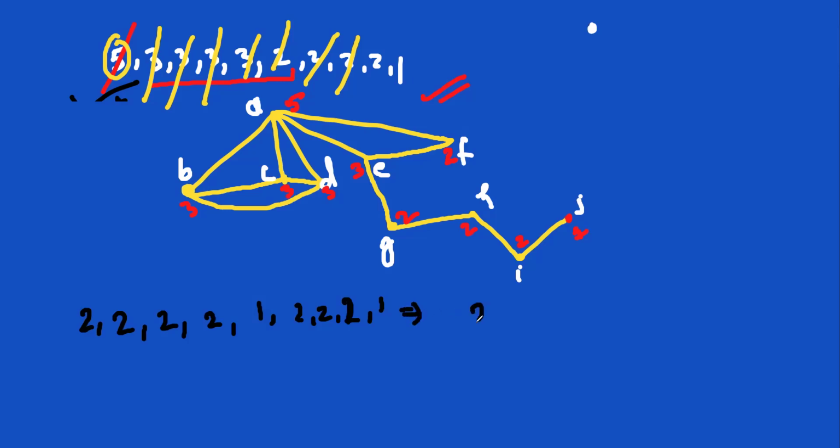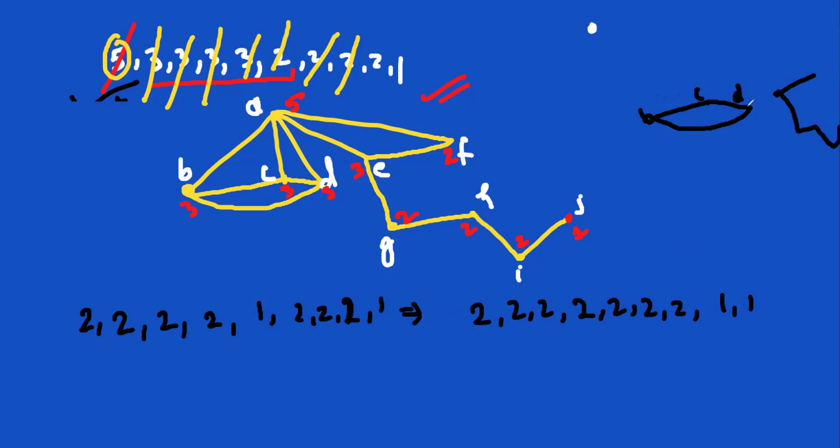First of all, arrange into descending order. So I think there are 7 twos and 2 ones. Why? Because when you deleted vertex A, you have remaining what? B, C, D. This graph will remain. When you delete this, only the remaining two vertices will be disconnected. Understood? Yes.